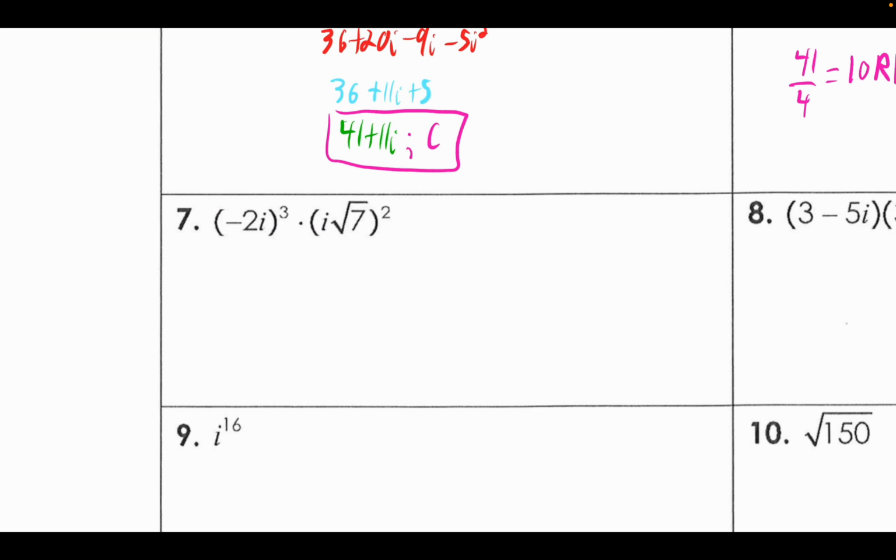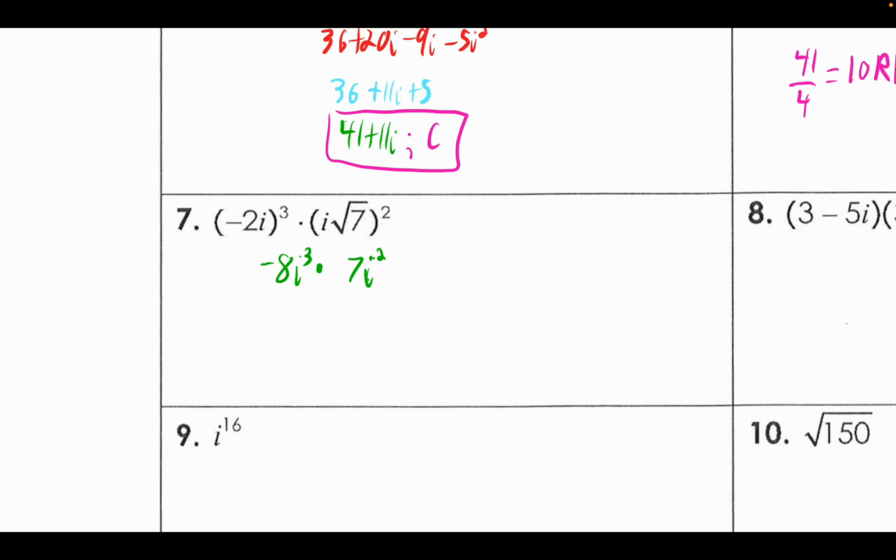Number 7 here, negative 2i to the third power times the square root of 7 i to the second power. So I'm going to cube this first one. Negative 2i times negative 2i times negative 2i would be negative 8i cubed, times the other parenthesis, the square root of 7 i squared, which is really 7i squared. Square root of 7 times square root of 7 is 7, and i times i is i squared.